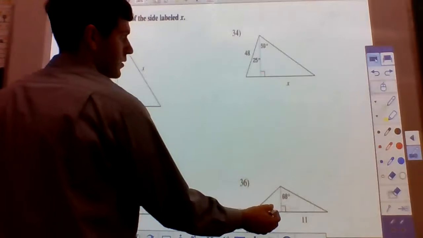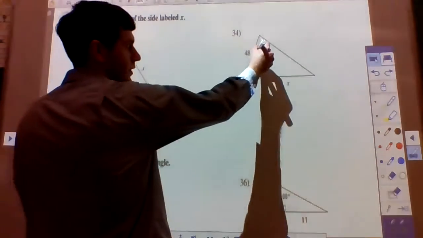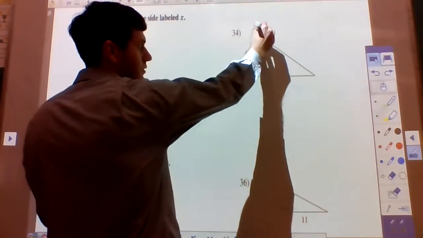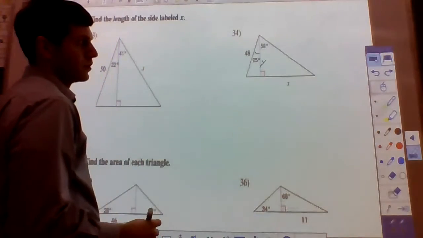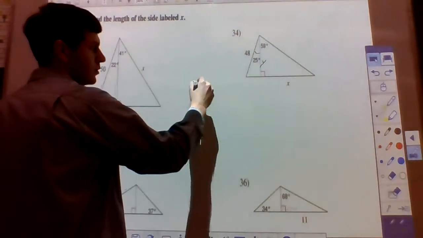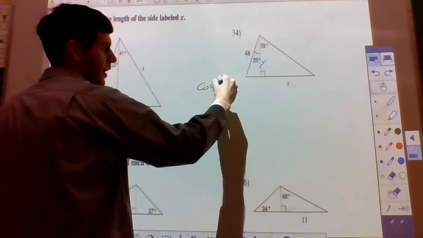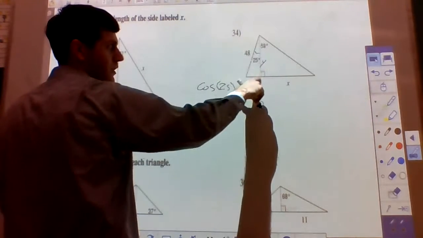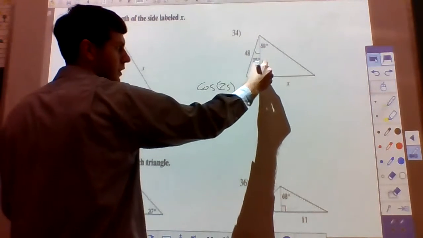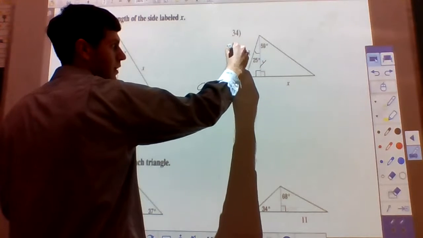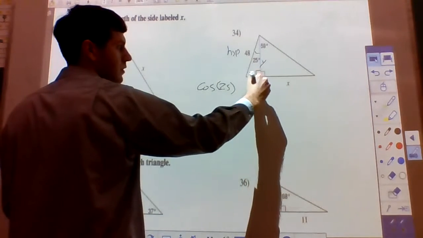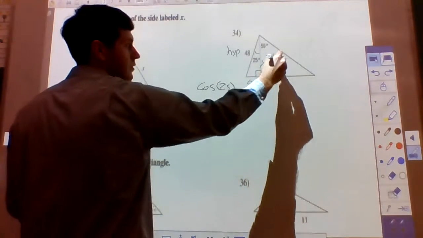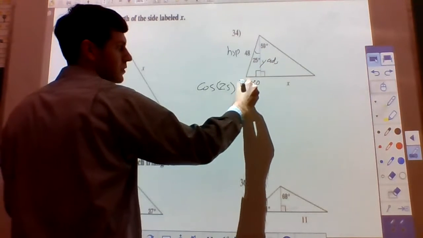Okay, same thing. So we have 25 degrees. We need to find y, which is the altitude. So it's the same thing here. We want to do cosine of 25. This is our adjacent leg. So again, this is a right angle. This is our hypotenuse. This is the opposite. And this is the adjacent. So adjacent is y.